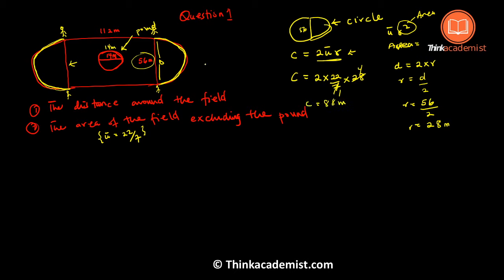So the circumference for this portion of the semicircle and this portion of the semicircle altogether is what? 88. Okay? Now, if Kofi walks from this side to this side, and then this side to this side has been covered to give us 88, then all we need to do is to find this length and then this length.